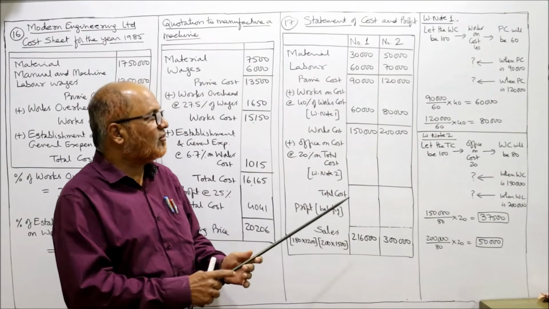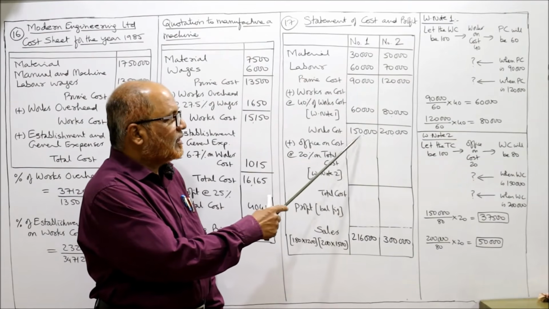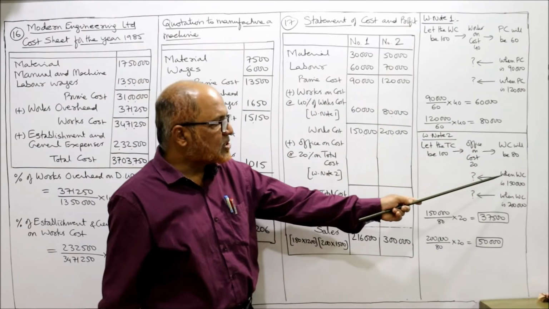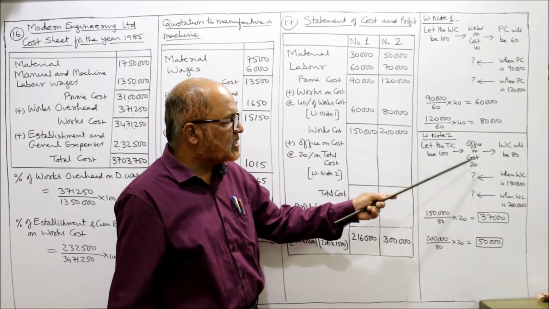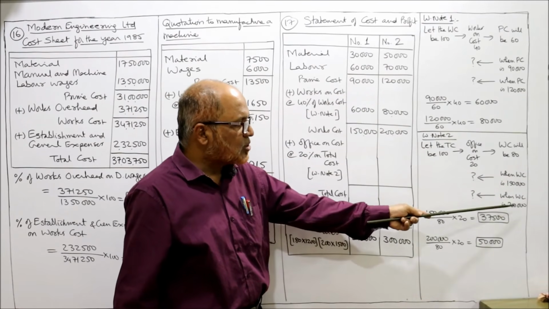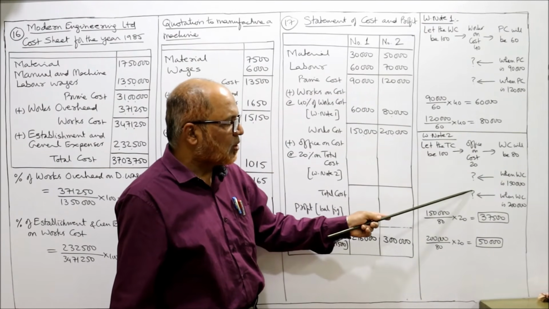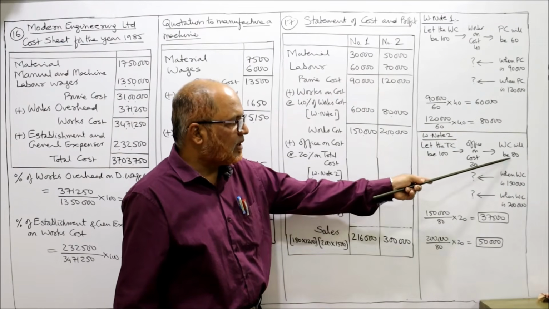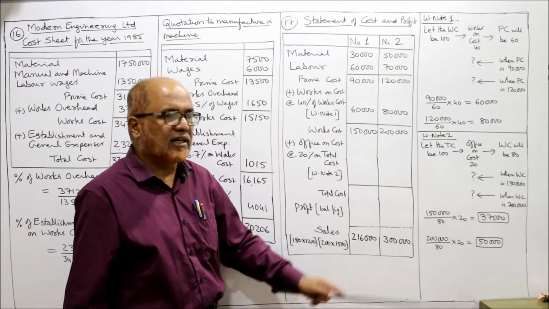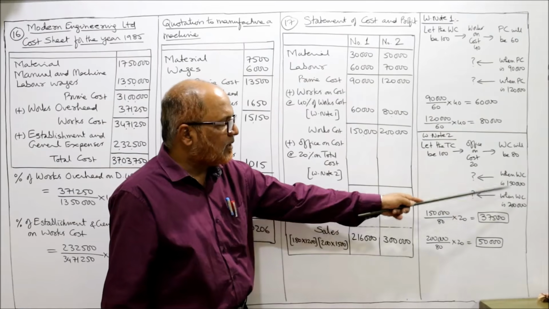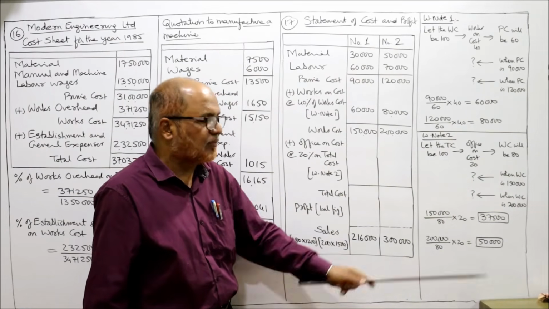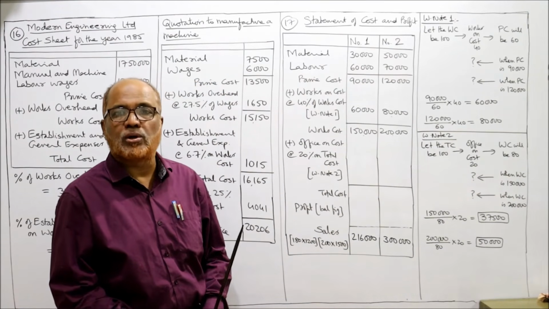What is our actual works cost? 1,50,000 and 2 lakh. For works cost 1,50,000, how much is the office on cost? When works cost is 2 lakh, how much is the office on cost? So 1,50,000 divided by 80 into 20, you will get 37,500. Similarly, 2 lakh divided by 80 into 20, you will get 50,000. So we got office on cost.